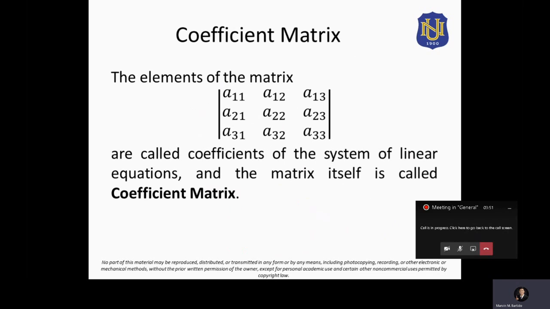Now, the matrix of elements from the previous slide, wherein the elements are the coefficients of our equations, is called the coefficient matrix. All of its elements are from the coefficients of our equations. So that is called the coefficient matrix.